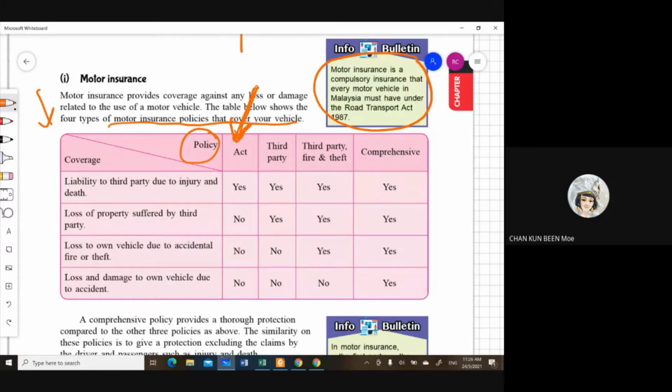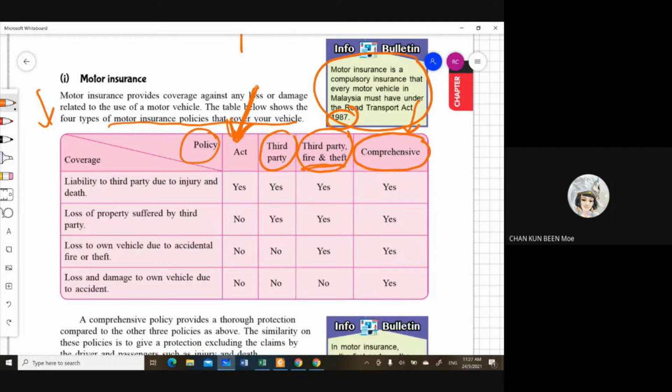And then we have the third-party policy. We have the third party with fire and theft. This one is additional. And then the one that we usually buy, or your parents bought, is the comprehensive policy. So let us look at the first one here. Under the Act is the Road Transport Act 1987, which is given already.